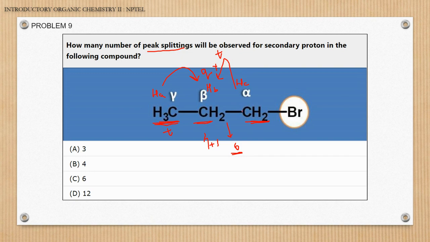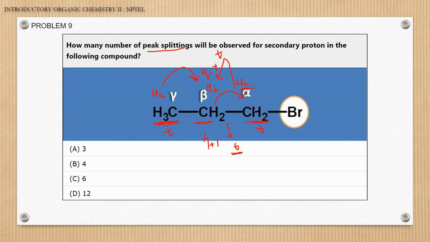Now coming to the Hc proton, that is CH2. For this CH2, Hb will split it up into a triplet again. So this is also showing a triplet; this one is showing a sextet, and this one is showing a triplet.